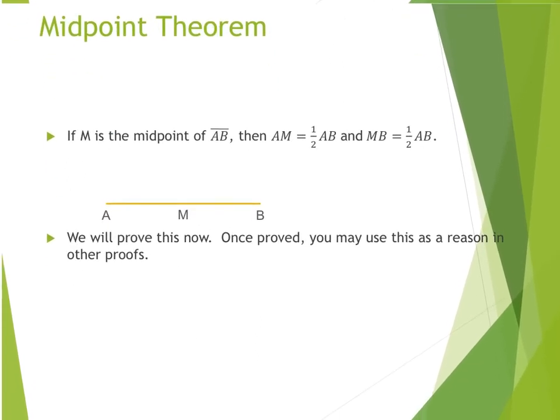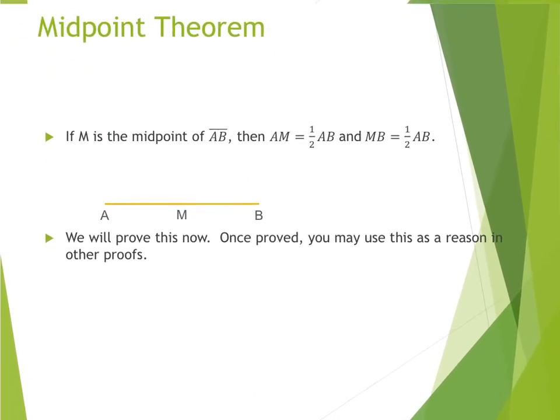So the first of our two theorems is the midpoint theorem. There it is right there. If M is the midpoint of AB, then AM is 1/2 AB and MB is 1/2 AB.